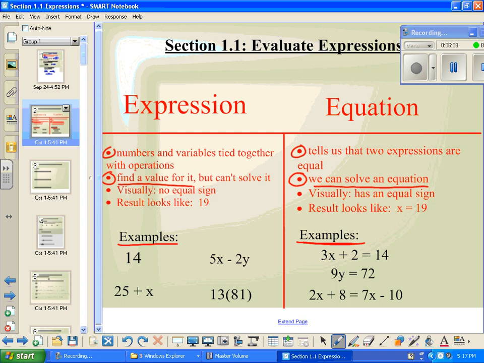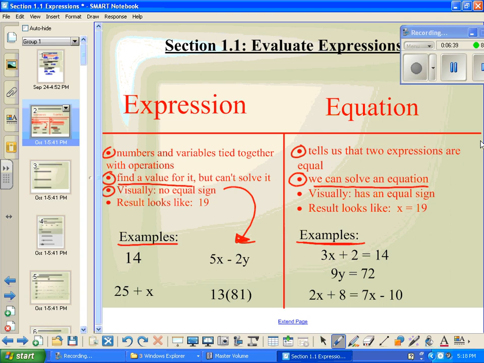Here's the third bullet point, maybe the most important one in terms of looking at something and telling whether it's an expression or an equation. Visually, an expression does not have an equal sign. Look down at these examples I have below. Okay, 14, 25 plus x, 5x minus 2y, or 13 times 81. None of them have an equal sign. So all these are just expressions.